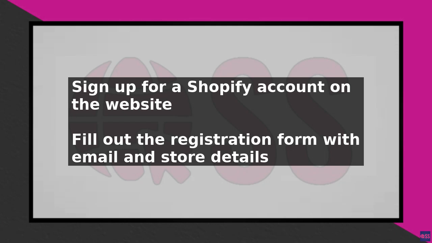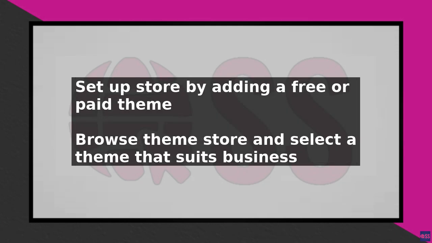Next, you need to set up your store by adding a theme. Shopify offers a wide range of free and paid themes that you can choose from. Browse the theme store and select a theme that best suits your business needs. Once you have selected a theme, click on the Add Theme button to install it.